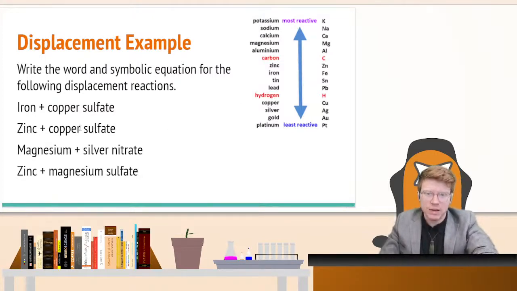If we look here, zinc and copper sulfate, same again. Zinc much higher than copper. In this case, the zinc would take the place of the copper, and so the copper would form a coppery deposit. You'd end up with zinc sulfate.